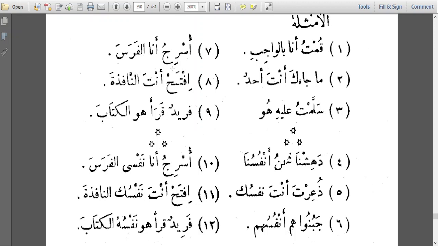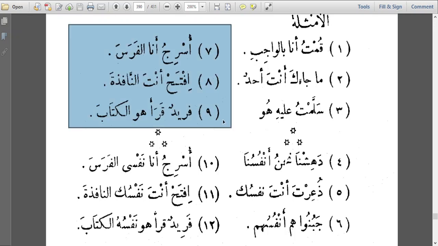It says iftah anta an nafiza. Open the window, you yourself. Then he says faridun qara'a huwa al-kitaba. Farid read the book himself. Now, this particular chamber is very important for me. Pay attention to something here.